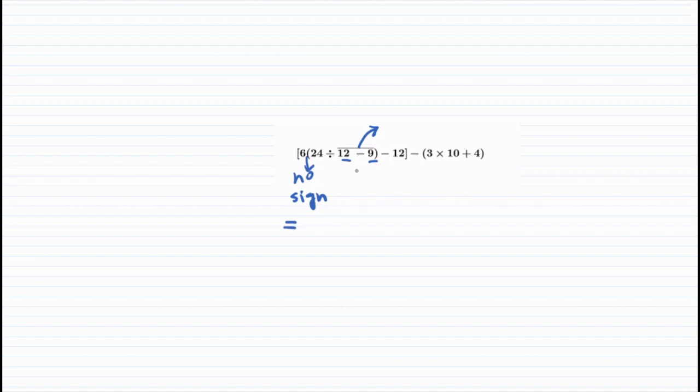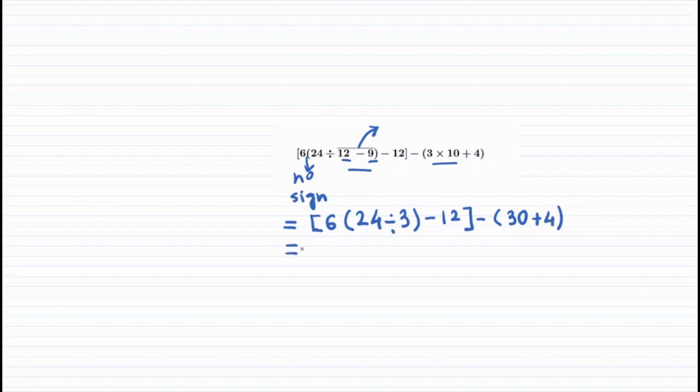First we will perform the operation for this part. So this will remain as it is, 6, then 24 divided by 12 minus 9, that is 3, parenthesis, minus 12, close this parenthesis, minus, and in the same line we can perform this operation also. So this is going to be 30 plus 4.